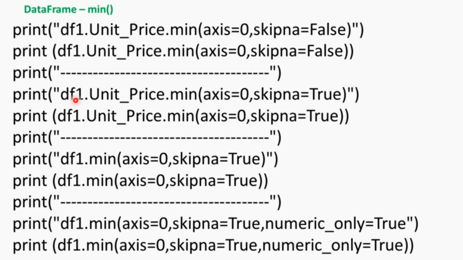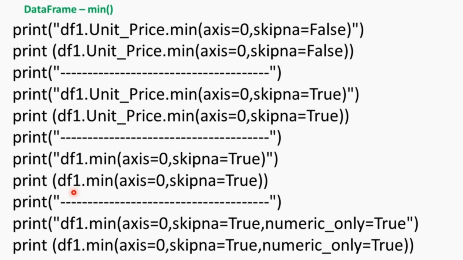Now see, in the next command we have written data frame name dot unit price dot min, axis equal 0, skipna equal true. Here NaN values will be skipped, right? Here NaN values will be used. So the output, if you will see, will be NaN here, and here you will get some minimum value.